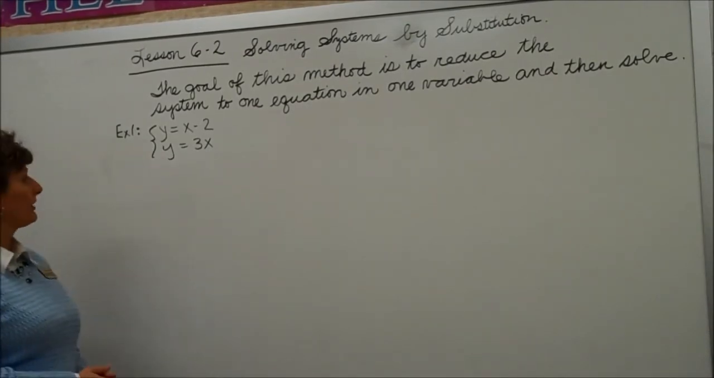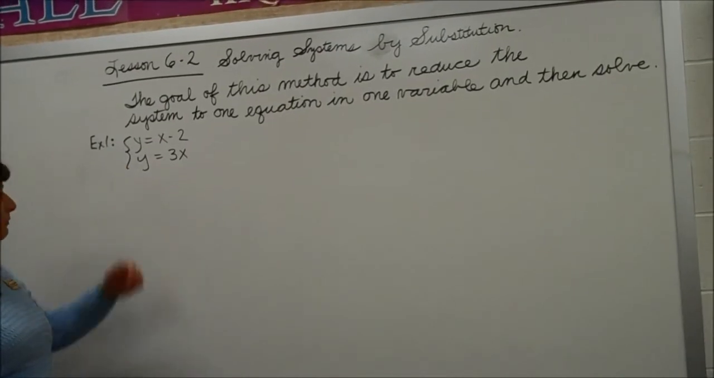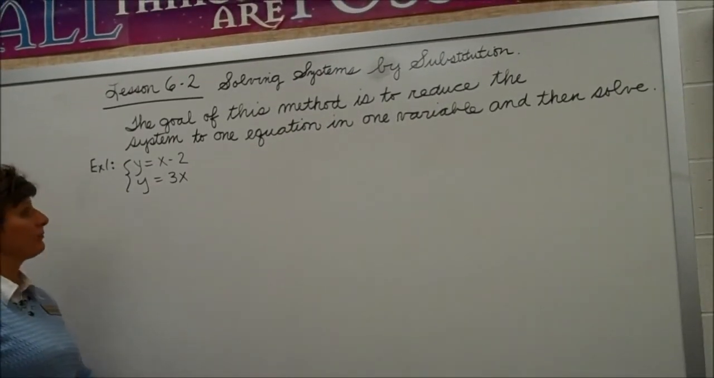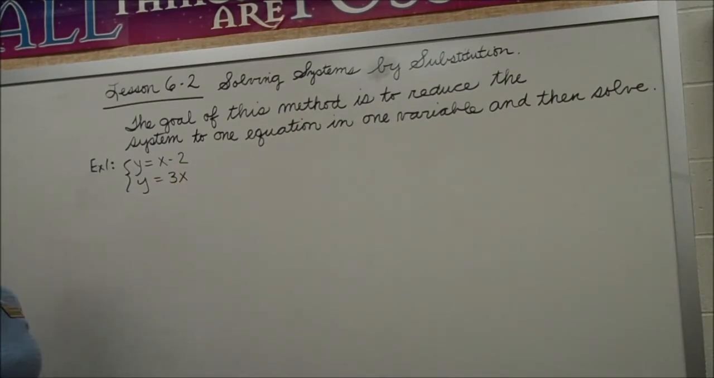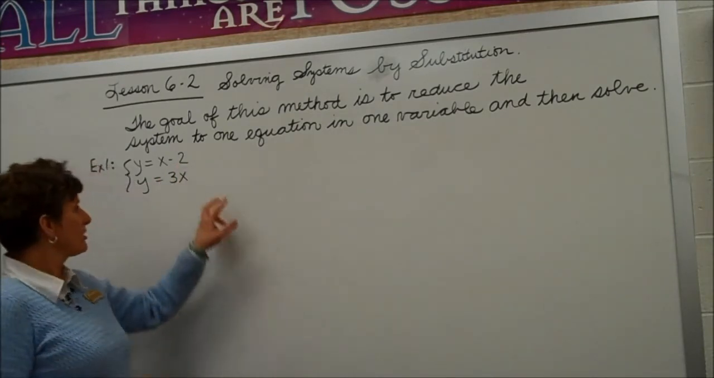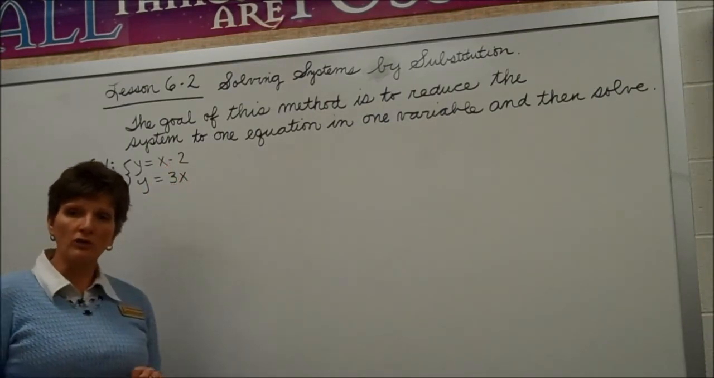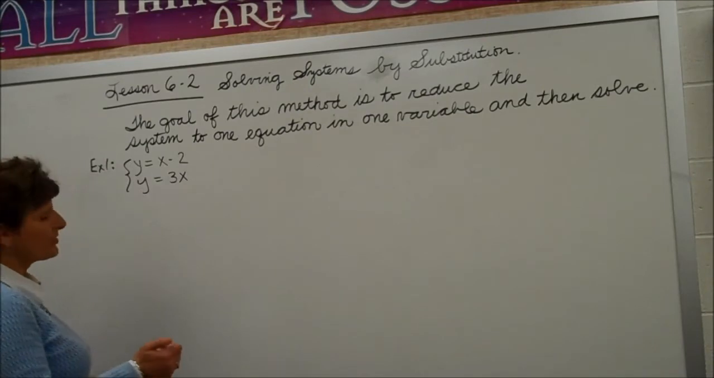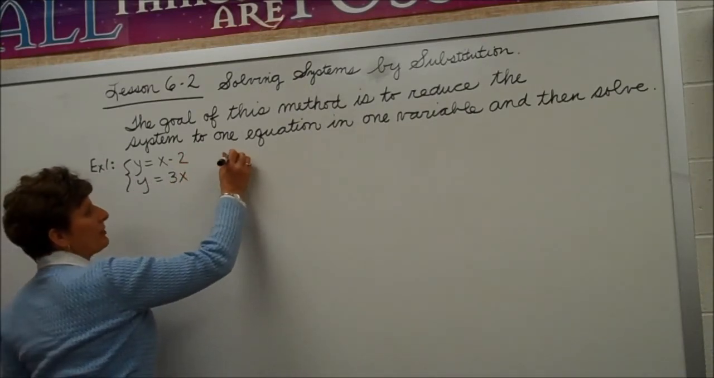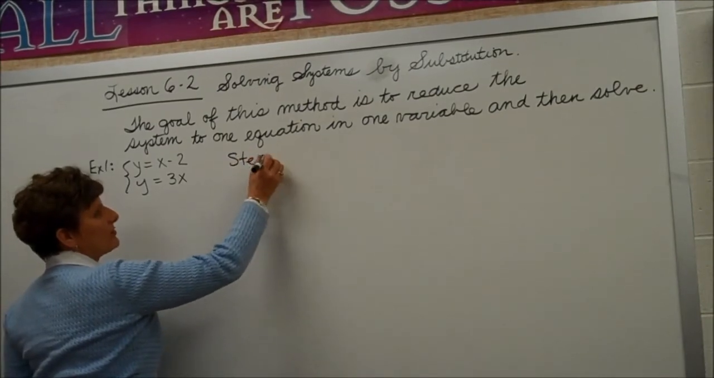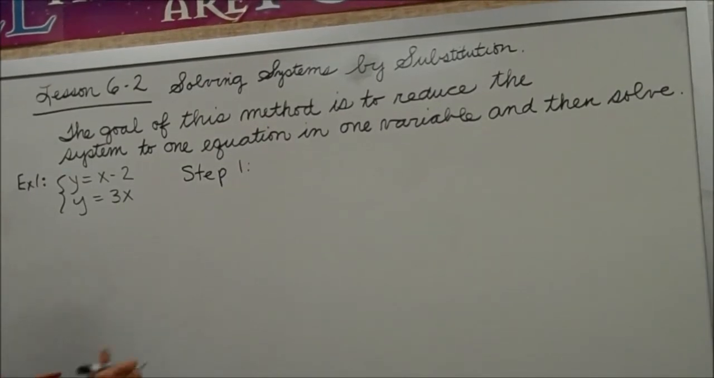We have an example here with two equations. They're both solved for y. We have y equals x minus 2 and y equals 3x. As it says on the board, our goal with this method is to reduce the two equations to one and to have only one variable which you can then solve. Your first step, therefore, is to make sure that at least one of your equations is solved for either x or y.